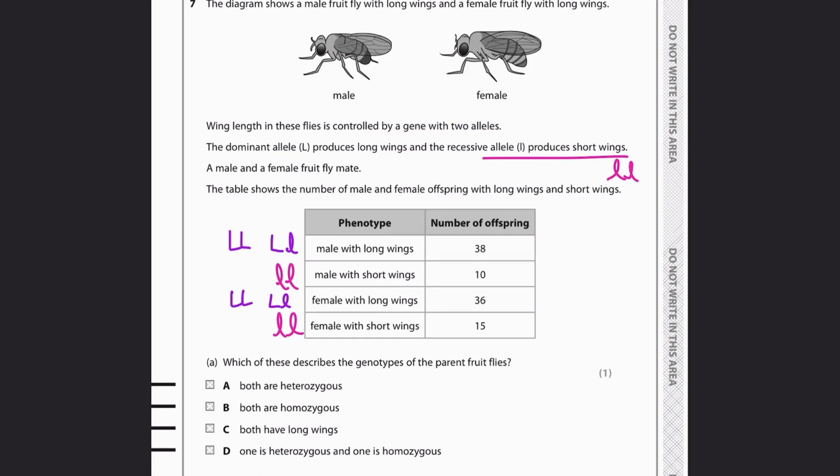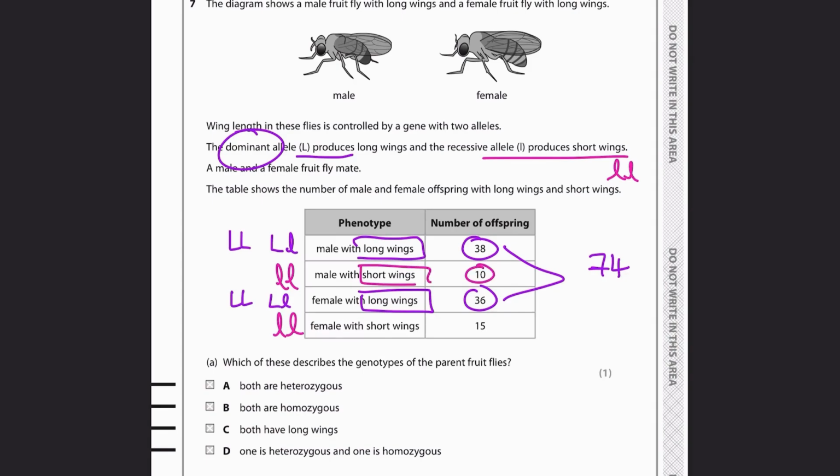If you think about it, this takes a little prepping, but once we do this, you always get it. The dominant one, which is the big L, is this one, the 38, and this one, the 36. If I add these two numbers together, I should be getting 74. And then what about the short wings? This one is a 10, and this one is a 15. If I add these together, I should be getting 25. And what does this ratio look like to you guys?